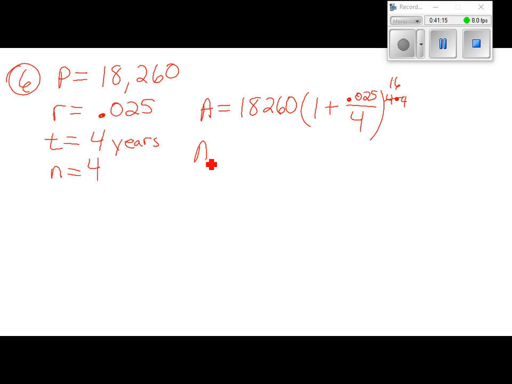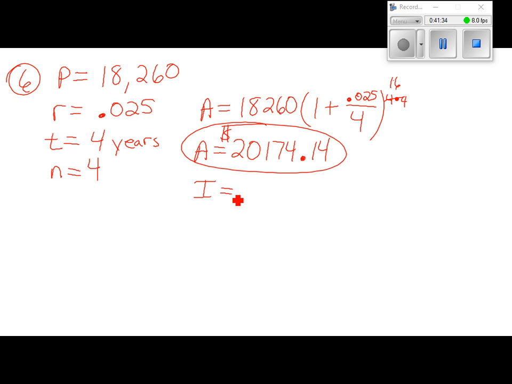20,174.14. Anybody else get that? That's the amount in the account after 4 years. How can we figure out how much interest you earned on that account? Subtract those two. 1,914. So if you left it in there for 4 years, you'd earn almost $2,000 in interest. That's pretty good, considering how low that interest rate was.